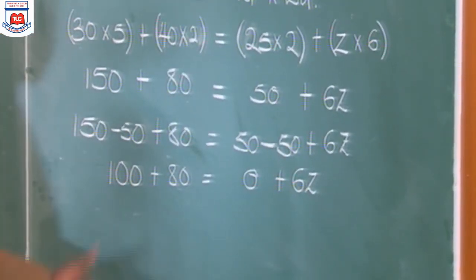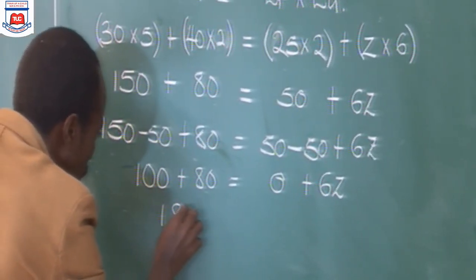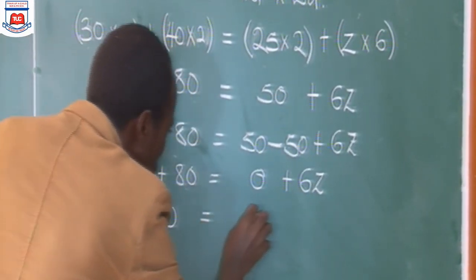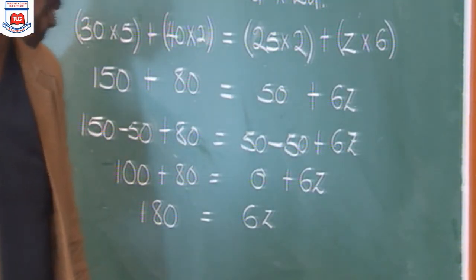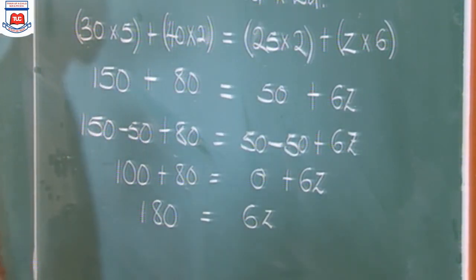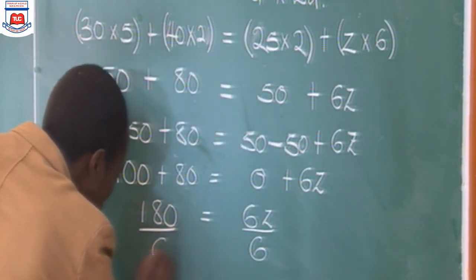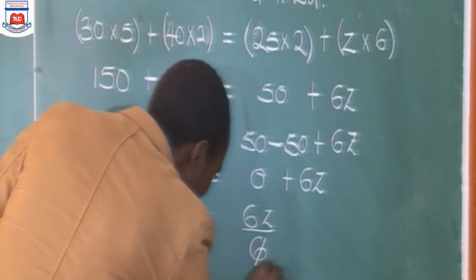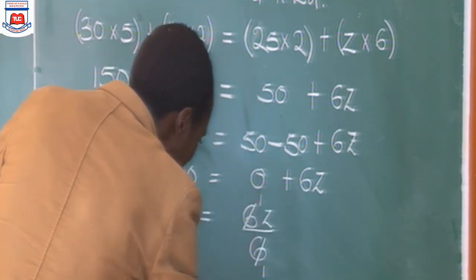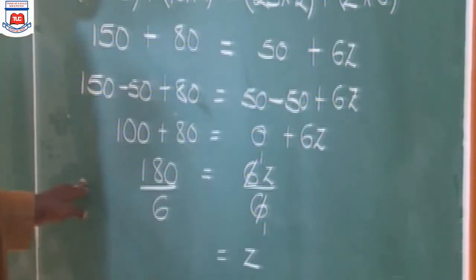Okay? So let's add 100 plus 80. We shall have 180. 180 is equivalent to 6z. Yes, what shall we do in order to stay with z? We shall divide by 6 on both sides. Divide by 6 this side, divide by 6 this side. Okay? So 6 divided by 6, you get 1. 6 divided by 6, you get 1. What are we remaining with this side? We are remaining with z, which the examiner wants.